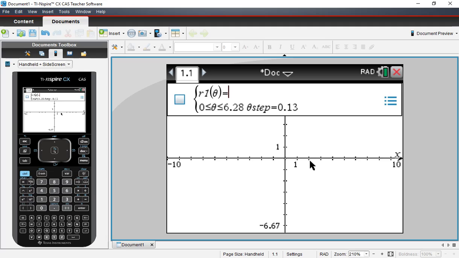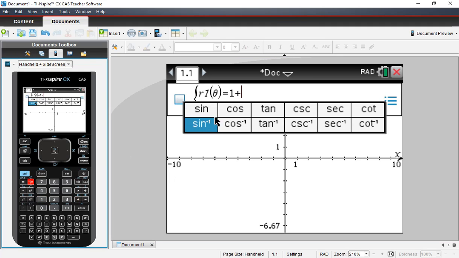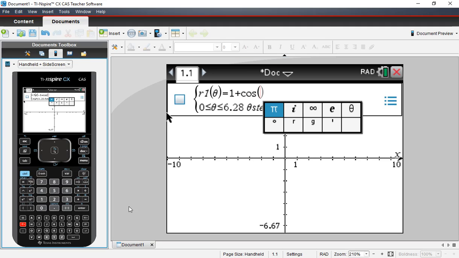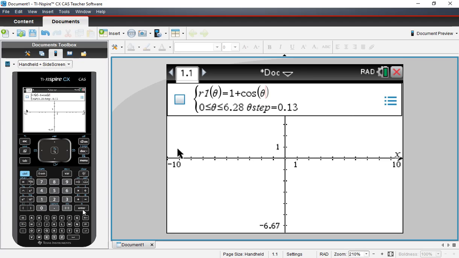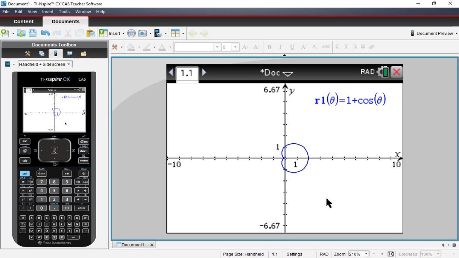This is polar. 1 plus cosine theta. So we're traveling around that entire thing there. So that's why we have to go 0 to 2 pi. All the way around the heart, or the Pac-Man, or whatever you want it to be, the cardioid.